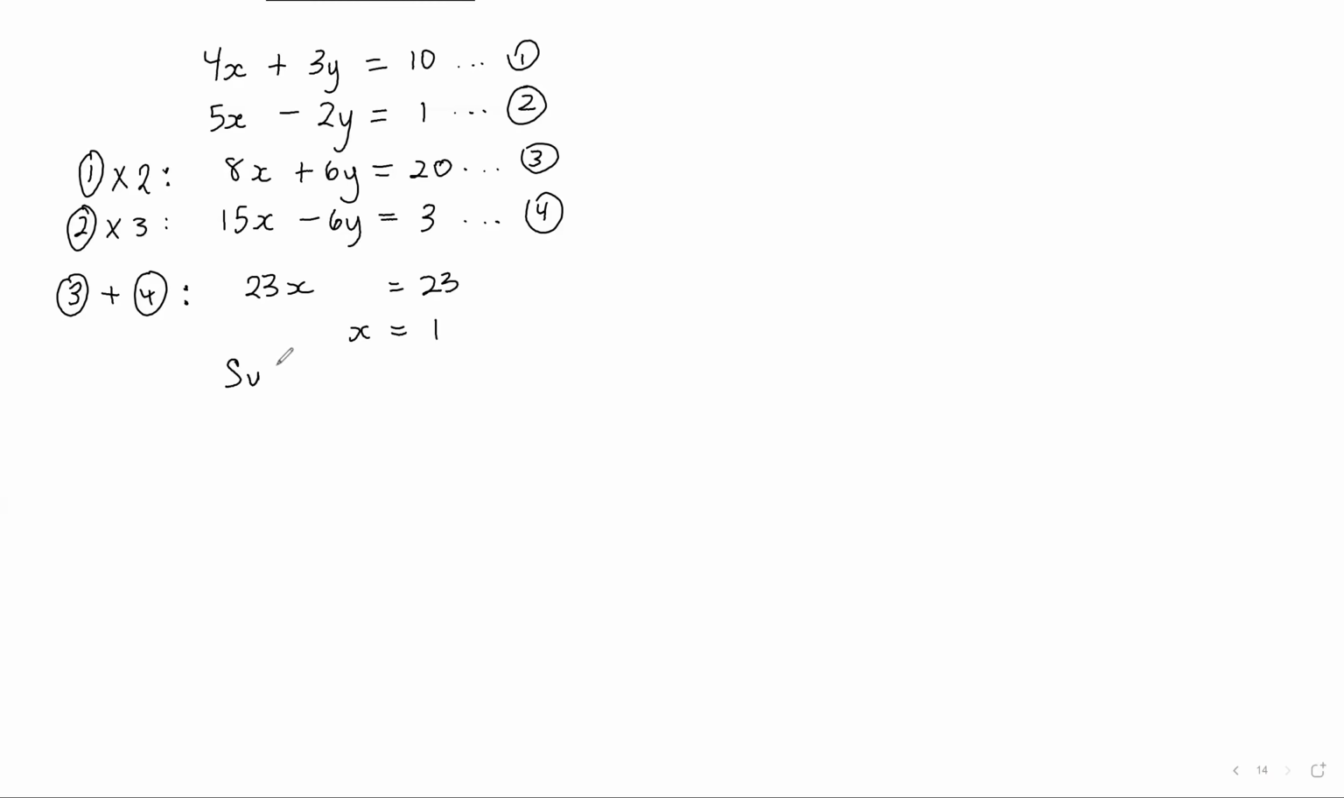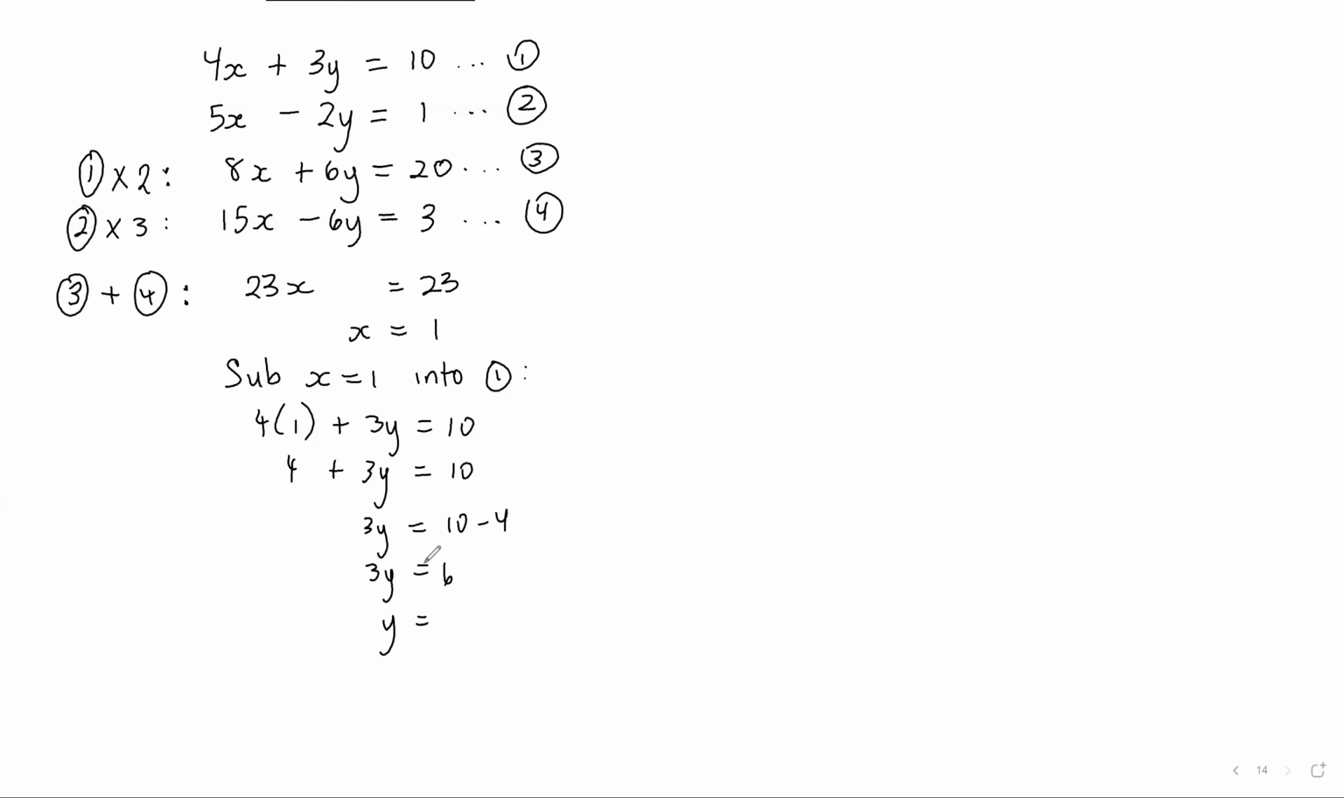And then I substitute x is equal to 1 into any one of the equations. So substituting x is equal to 1, let's say into equation 1, would give me 4 times 1 plus 3y is equal to 10. So 4 plus 3y is equal to 10, and therefore 3y is equal to 10 take away 4, which means that 3y is equal to 6, and y is equal to 6 divided by 3, which is 2.